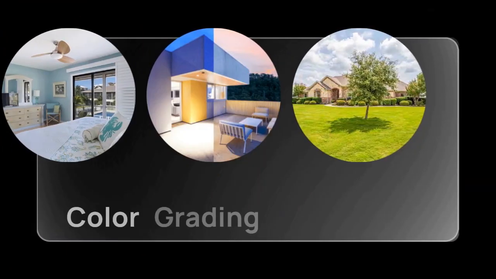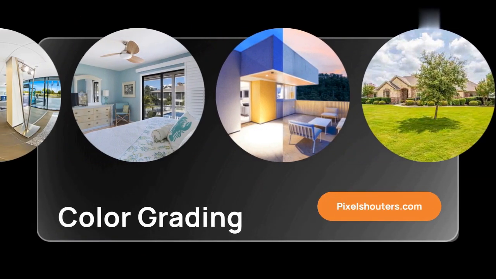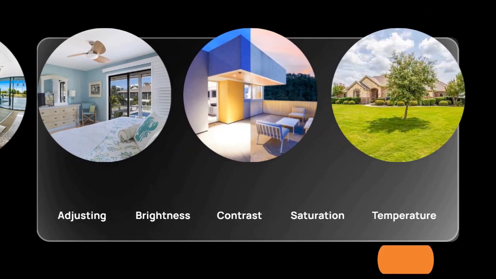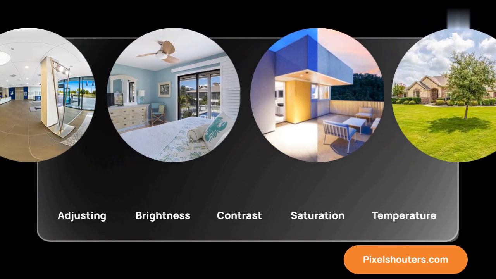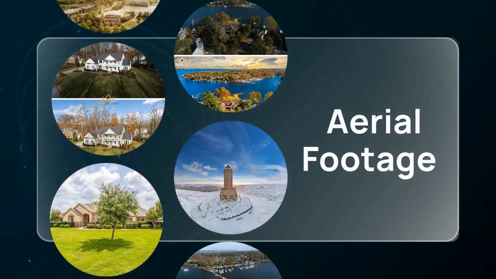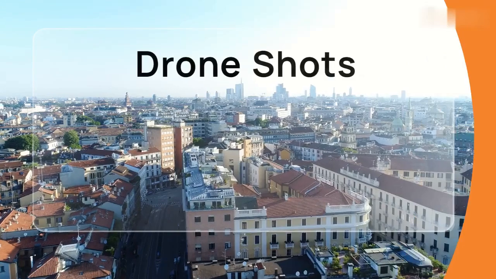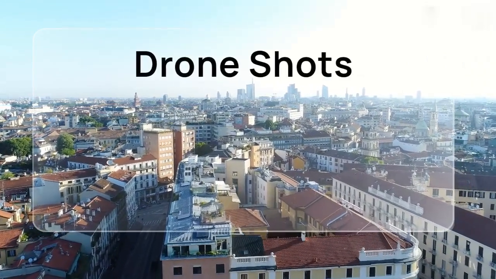3. Color grading. Enhance the video's visual appeal with color grading, adjusting brightness, contrast, saturation, and temperature for a polished and cohesive look. 4. Aerial footage. Incorporate drone shots to showcase the property's surroundings, amenities, and scenic views.